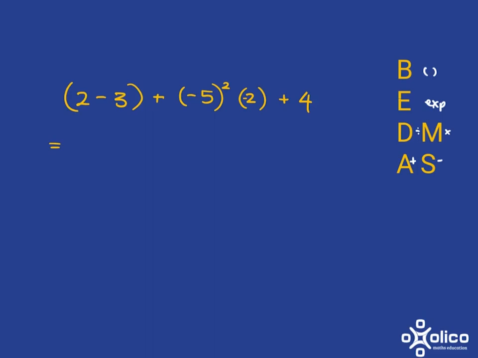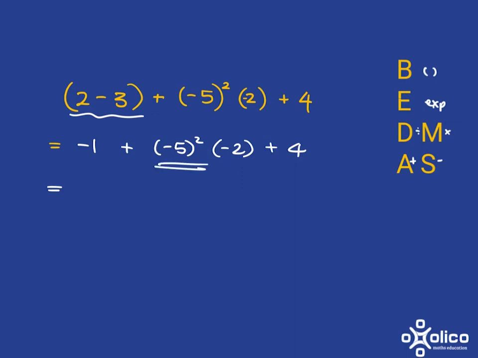Okay, let's deal with this one. So we do have some brackets with an operation inside them here. So that's the very first step we need to do. 2 subtract 3 is equal to -1. Now the next step that I need to do is to look and see if there are any exponents to deal with. And I do have exponents here.